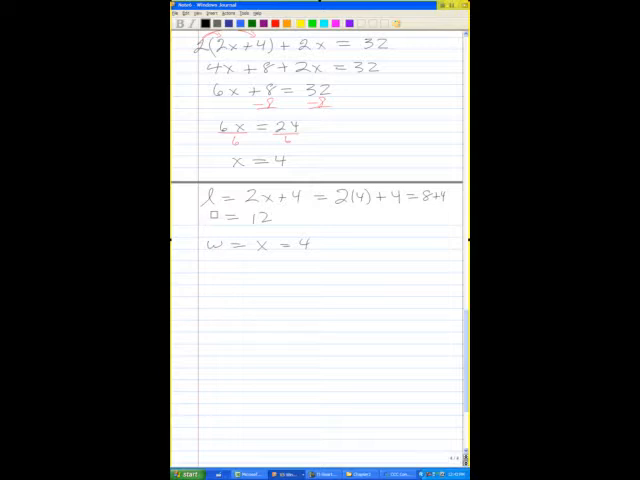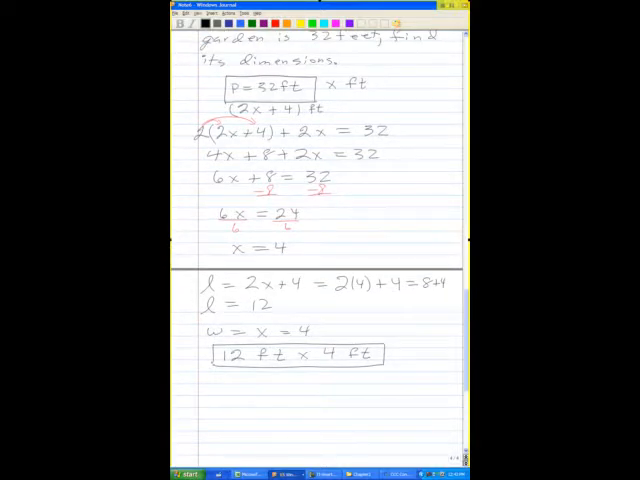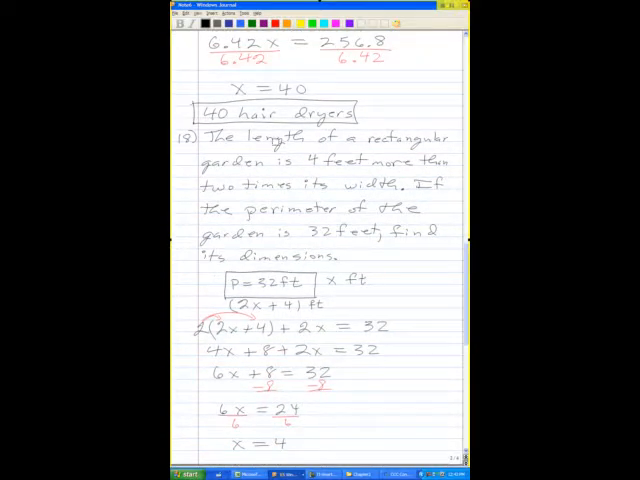And so the dimensions are, well, 12 feet by 4 feet. So notice 12 is 4 feet more than 2 times 4. 2 times 4 is 8. And so 12 is 4 feet more than 8.